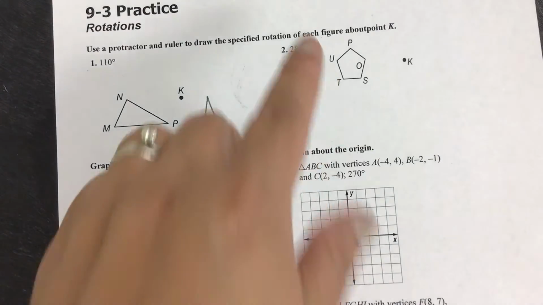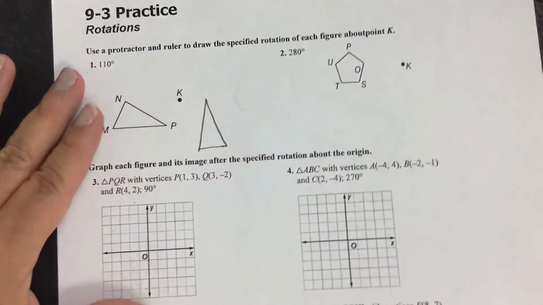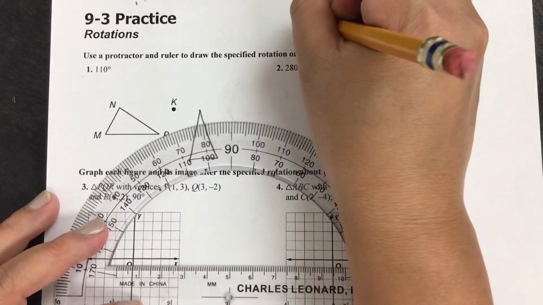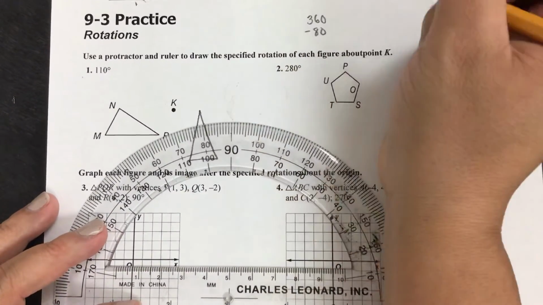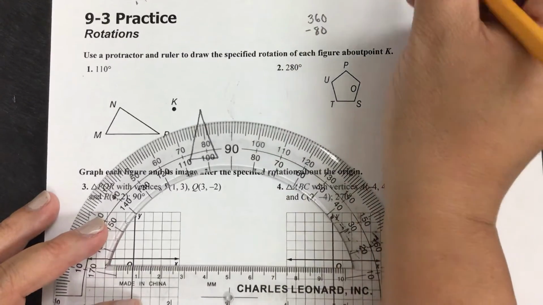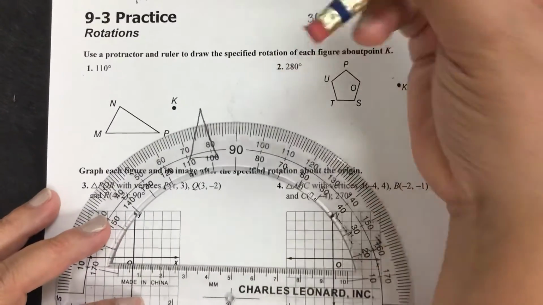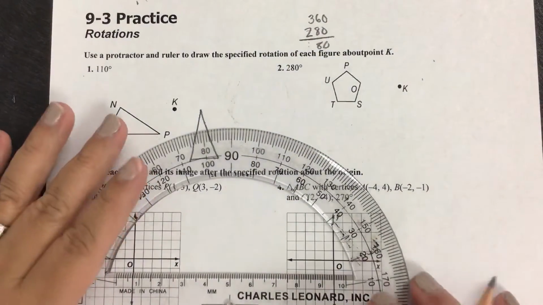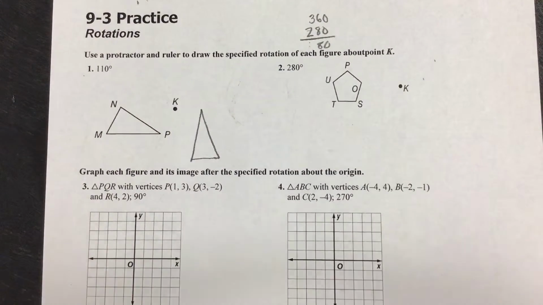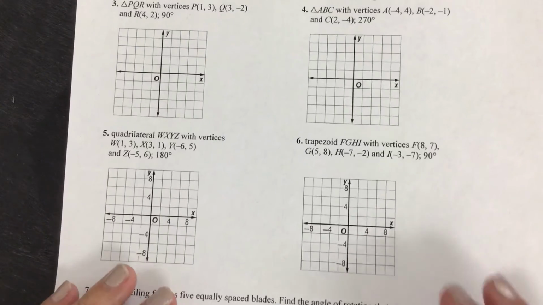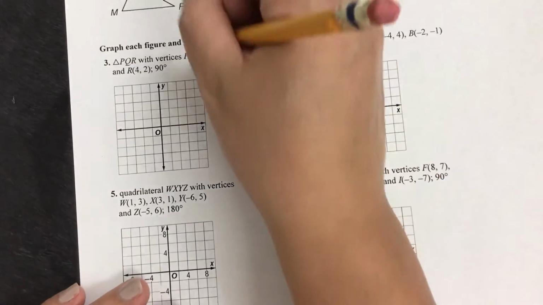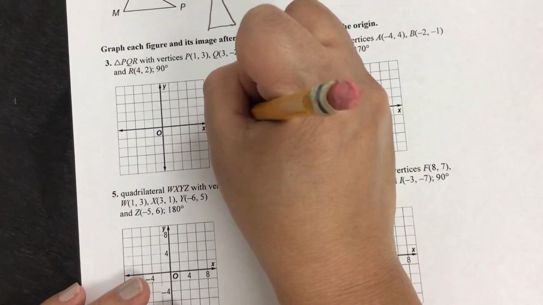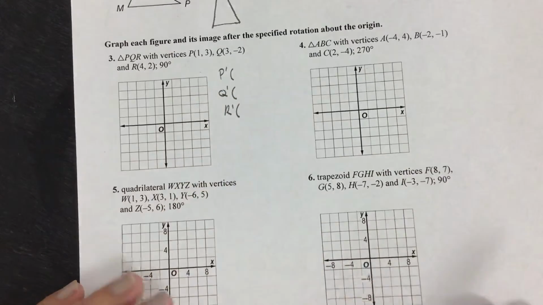You're going to do something similar with 280, only if you have a protractor and you're trying to go 280 degrees, it's not going to work. So what I recommend is that you do 360 minus 280, which gives you 80. So going 80 degrees would work as well instead of 280, because the protractor doesn't have 280 degrees. On here, please write the points for P prime, Q prime, and R prime. And I want you to graph both sets, the original and the transformation.